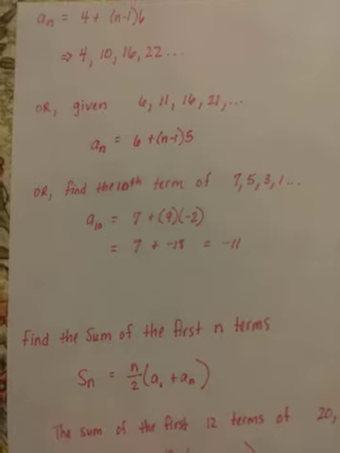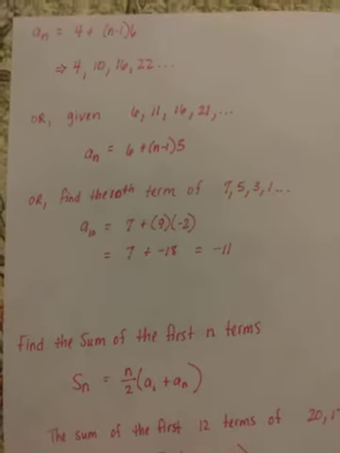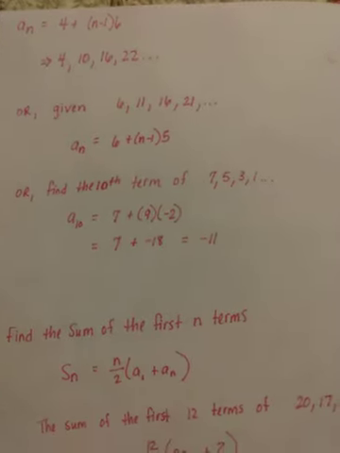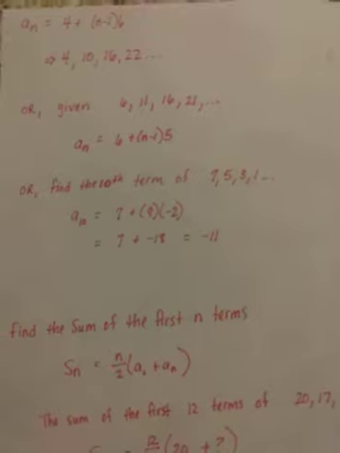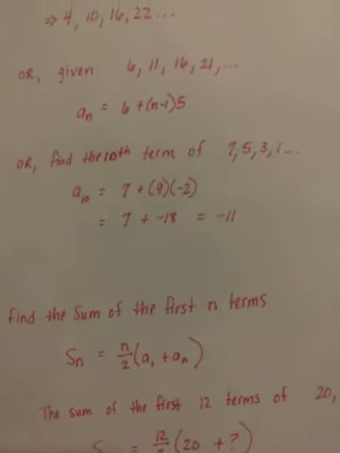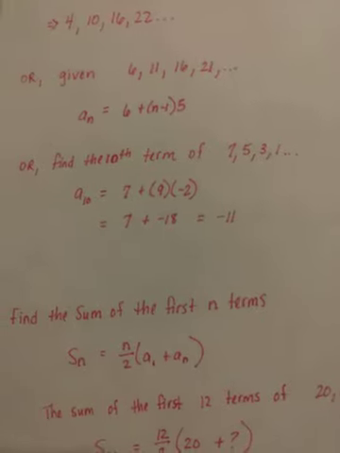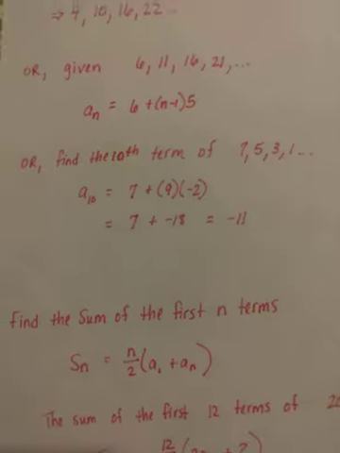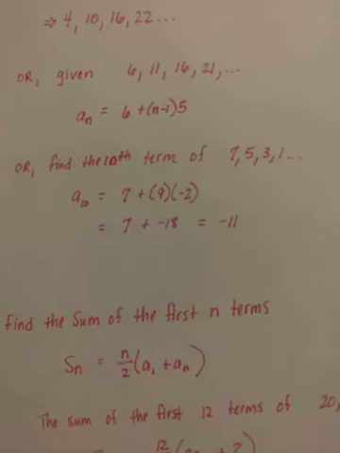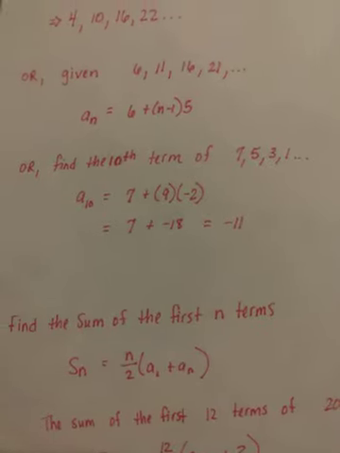We can also use the same formula to skip ahead. If I want to know the 10th term without going to the trouble of finding the 1st, 2nd, 3rd, 4th, 5th, 6th, 7th, 8th, and 9th terms, I can skip right to it. So if I want the 10th term of the sequence 7, 5, 3, 1, etc., I put a sub 10 for the 10th term equals, and then again, 7 is in the spot for the first term. 9 came from 10 minus 1.